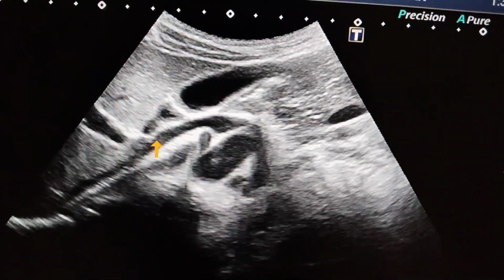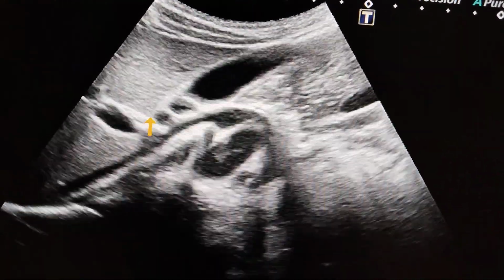There is a triangle at the porta region called the Calot triangle.